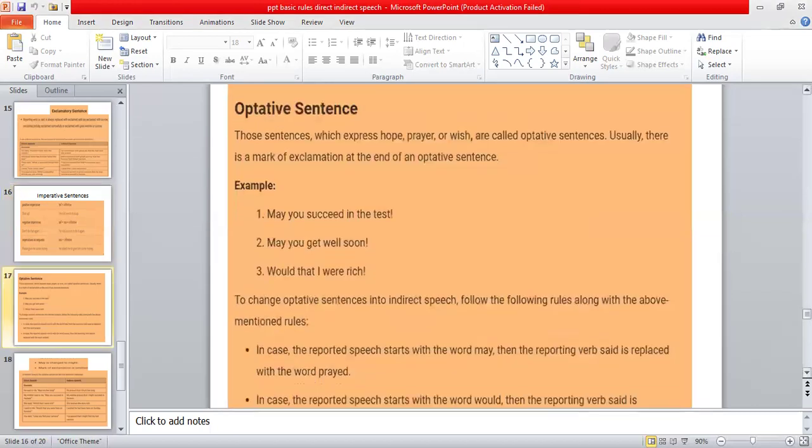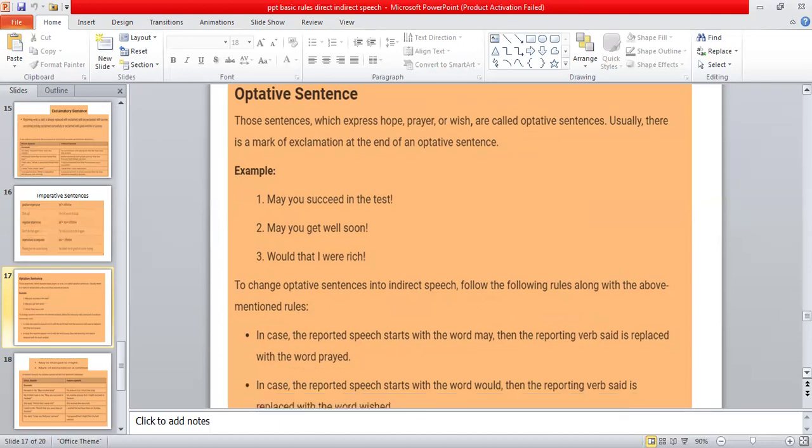Then we come to the optative sentences. In the case of optative sentences, we have to just see how we can change them from direct to indirect speech. For that matter, first of all, we will go through all the rules in the case of optative sentences. And we have to learn, first of all, what do we mean by optative sentences?